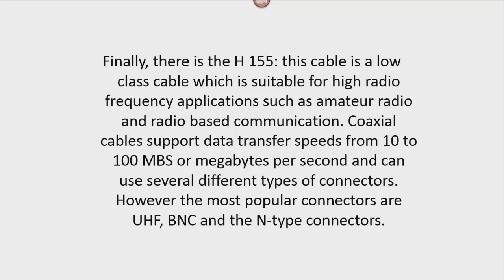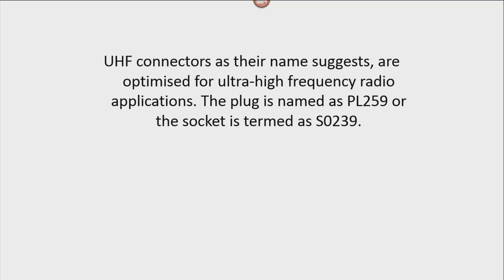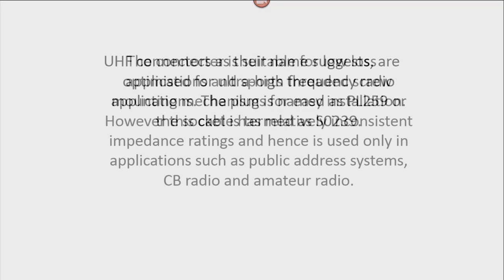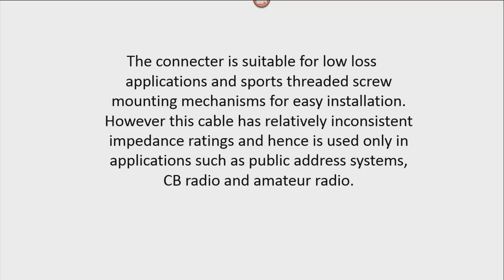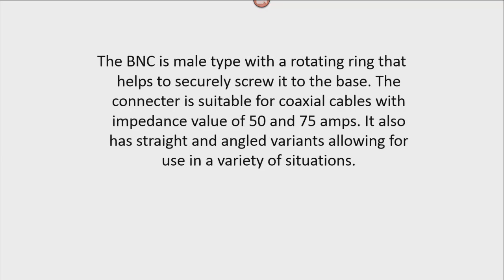Coax cables support data transfer speeds from 10 to 100 MBS or megabytes per second and can use several different types of connectors. However, the most popular connectors are UHF, BNC, and the N-type connectors. UHF connectors, as their name suggests, are optimized for ultra-high frequency radio applications. The plug is named as PL259, while the socket is termed as S0239. The connector is suitable for low-loss applications and sports threaded screw mounting mechanisms for easy installation. However, this cable has relatively inconsistent impedance ratings and hence is used only in applications such as public address systems, CB radio, and amateur radio.